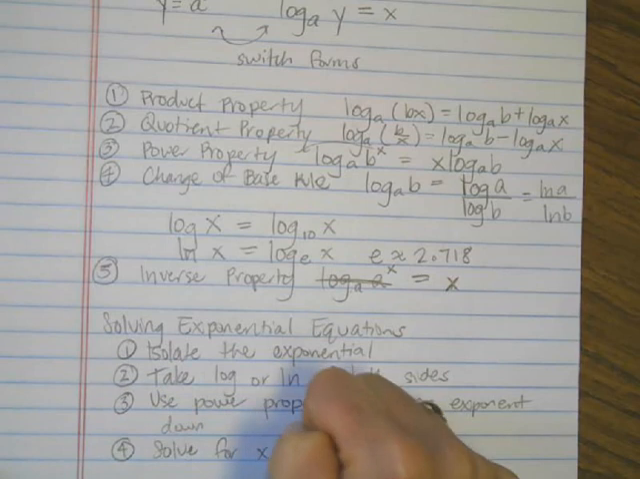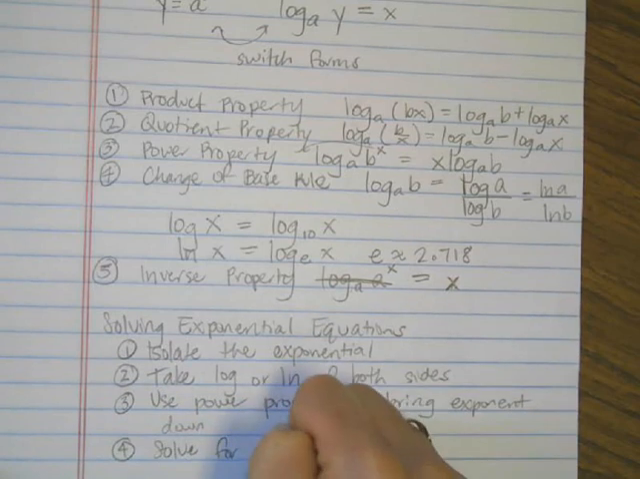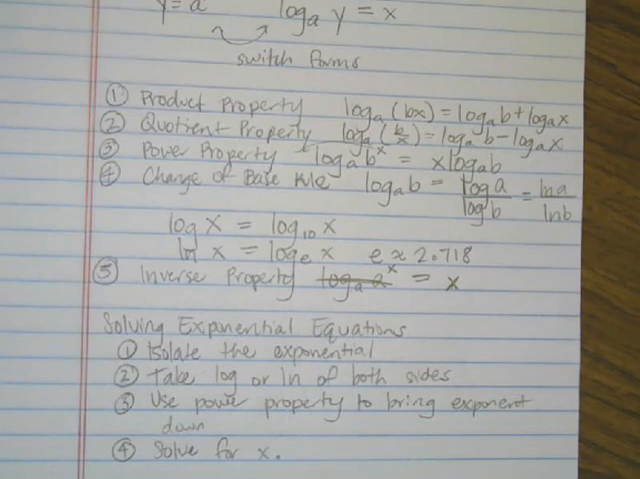Okay? So that's step 2. Step 3 says use the power property to bring down the exponent. So this 2x minus 1 gets pulled out in front, times ln 3 equals ln 5. Questions so far?